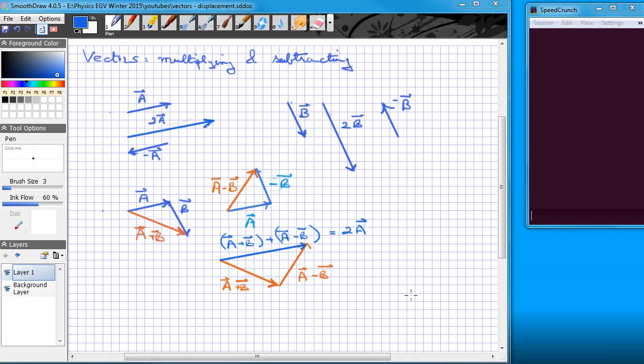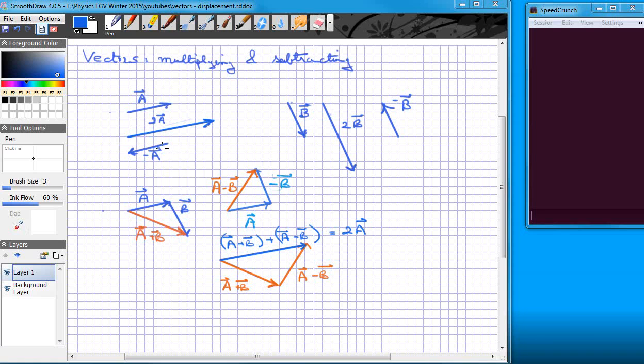Okay, in this YouTube video we'll talk about multiplying and subtracting vectors. First of all, consider the vector A. The vector 2A drawn down here is simply the A vector pointing in the same direction but twice as long.